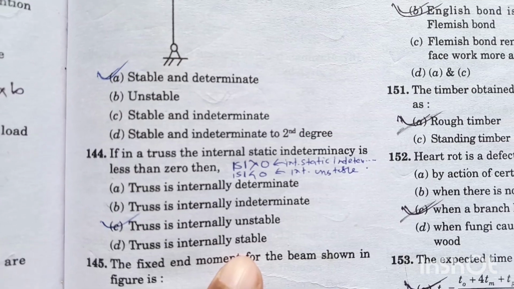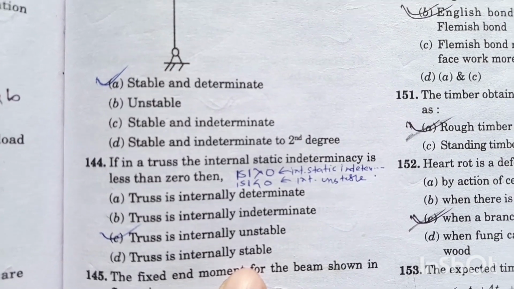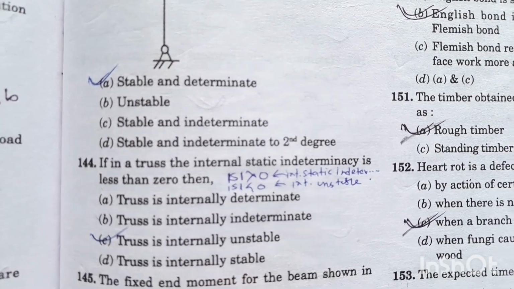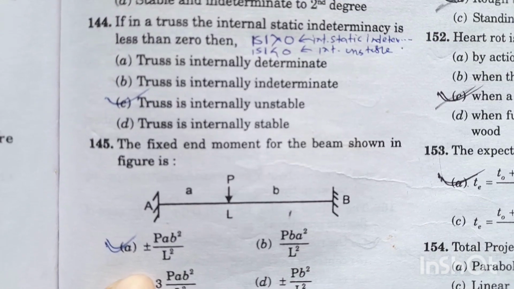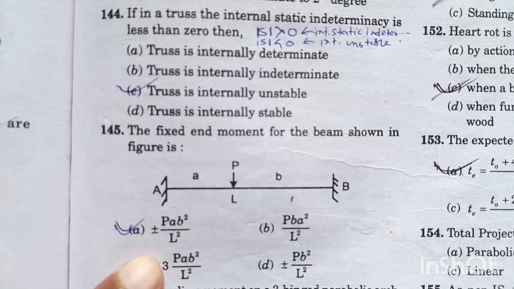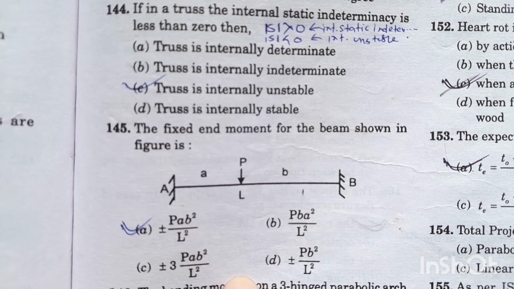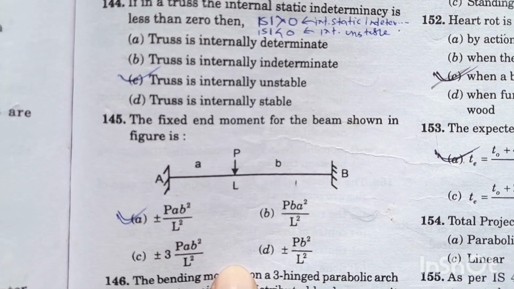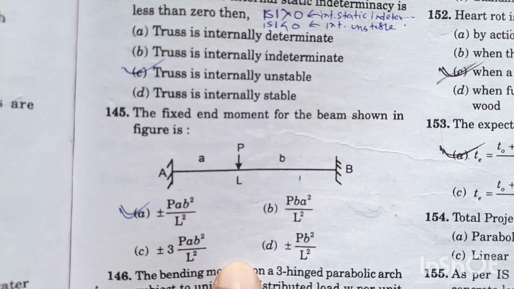Question number 144. If in a truss the internal static indeterminacy is less than 0, then the truss is internally unstable. Option C is the right answer. Question number 145. The fixed end moment for the beam shown in the figure is P A B square by L square at end A, and at end B it is P A square B by L square. Option A is the right answer.